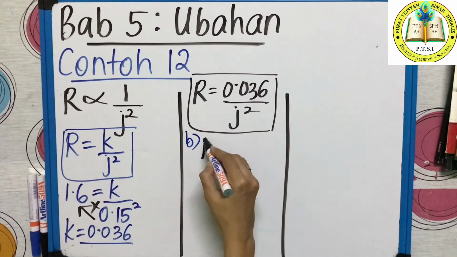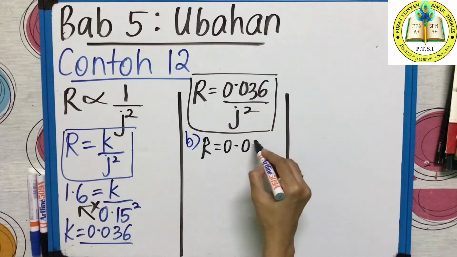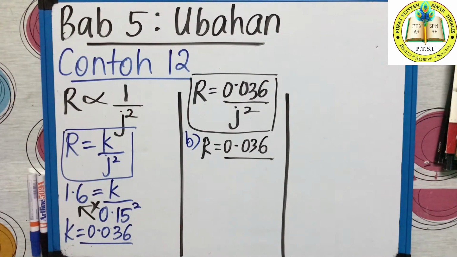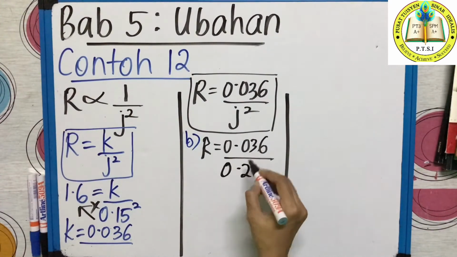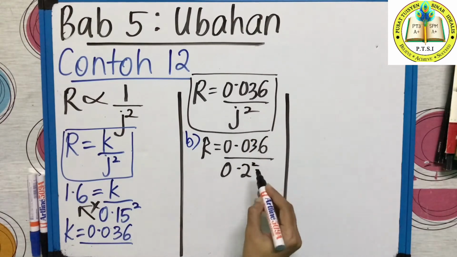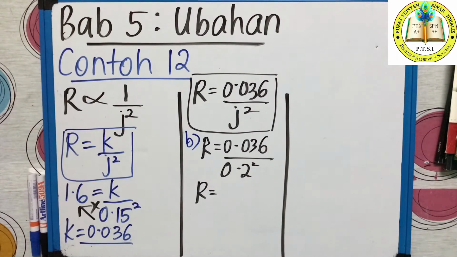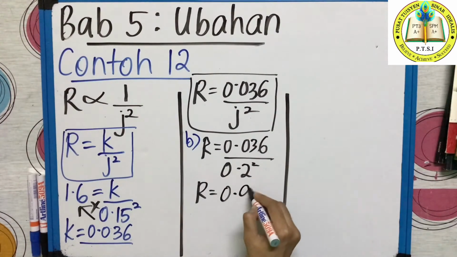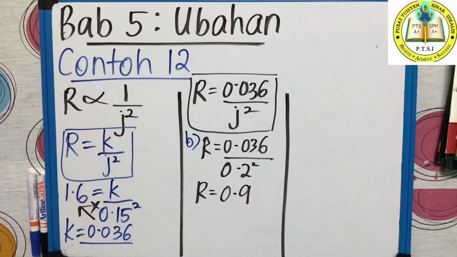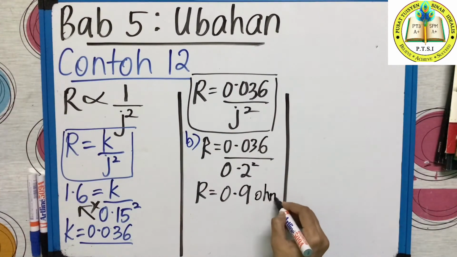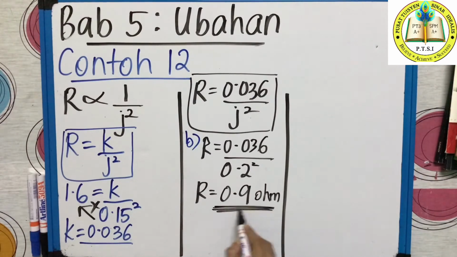So teacher gantilah R equal 0.036 over jejari, they gave you the value 0.2 kuasa 2. Because the kuasa 2 is already there. So sekarang kamu tekan calculator lah. 0.036 divide by 0.2 square, you get 0.9. So jawapan rintangan adalah 0.9. Then you can put the unit ohm. OHM. So this will be your answer. Daripada persamaan, kamu cari jawapan rintangan.